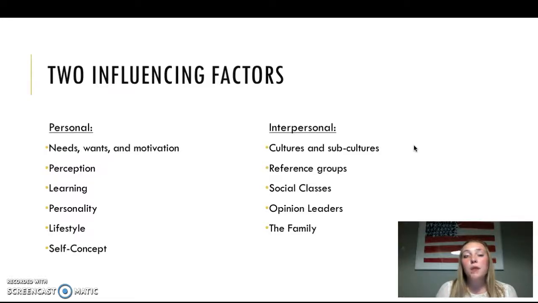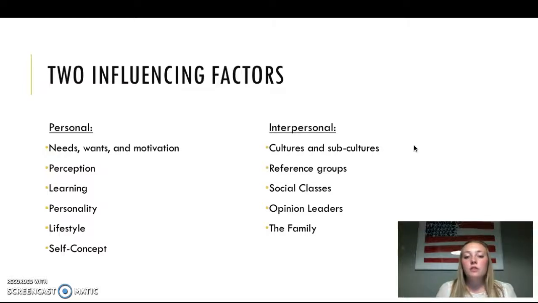Within reference groups, there are two types: the primary and secondary. Your primary reference group is going to be your friends and family, and then your secondary reference group is going to be like church, if you go to church, work, or if you belong to a country club, the country club, stuff like that.